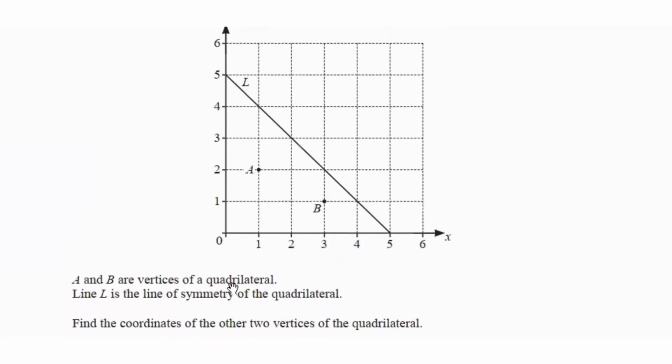A and B are vertices of a quadrilateral. Line L is the line of symmetry of the quadrilateral. Find the coordinates of the other two vertices of the quadrilateral. Since L is the line of symmetry, that means the other point is going to be equidistant from L as A is. So it's going to be over here, and this is going to be over here. So one point is 3, 4, and the other point is 4, 2.